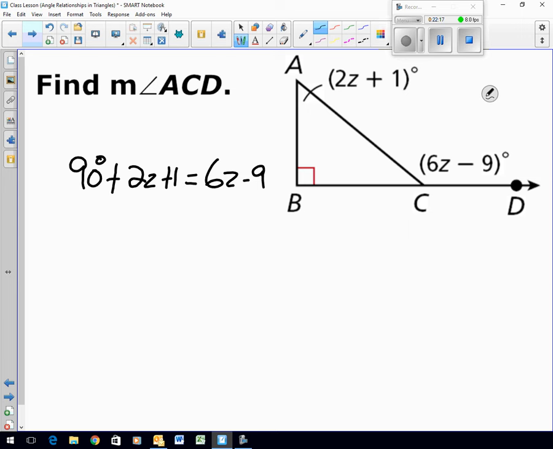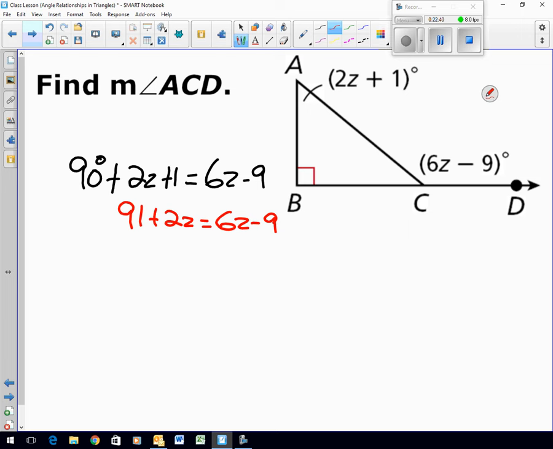Now I'll let the algebra take over. I can combine 90 and 1. I get 91 plus 2z equals 6z minus 9. Do you want your z's on the left or the right? On the right.